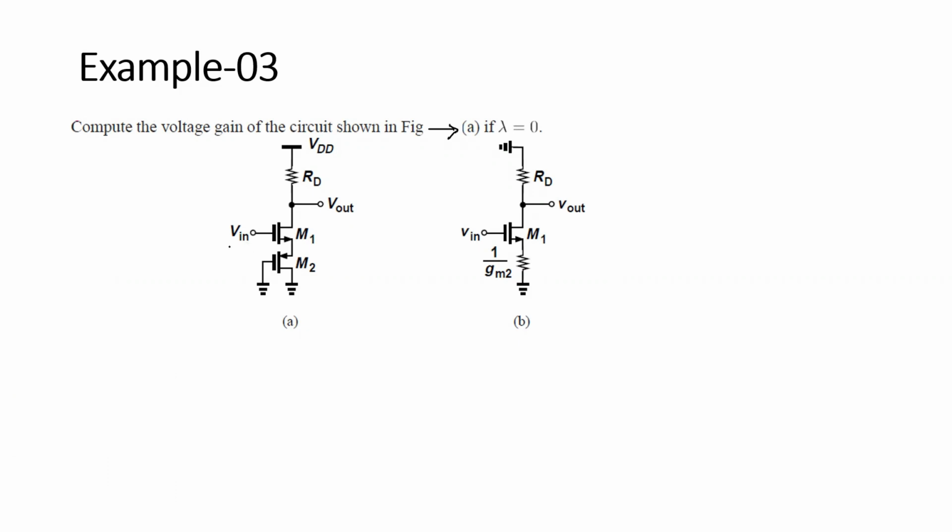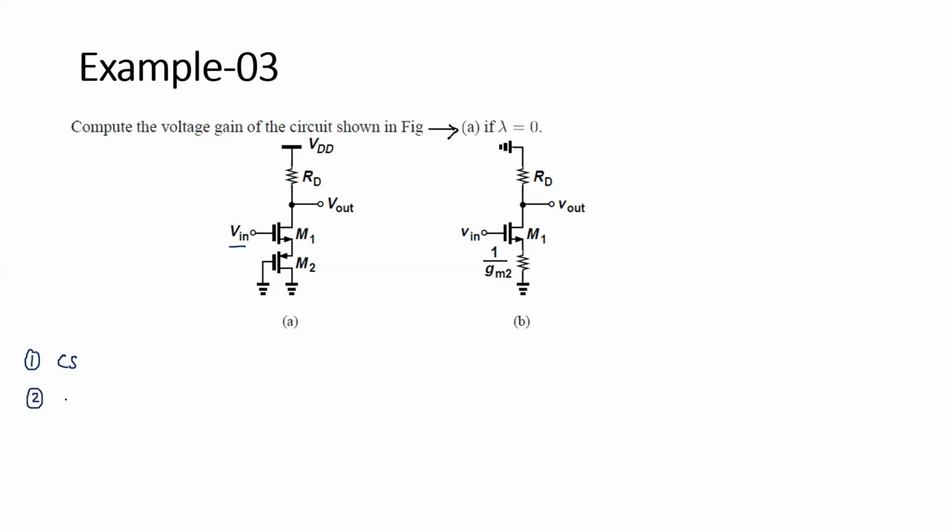The input is applied at the gate of M1 and the output is taken from its drain, so I can say this is the common source topology. The first thing is to identify the topology. It is common source topology. And now the second thing is we have to calculate the impedance at different nodes.